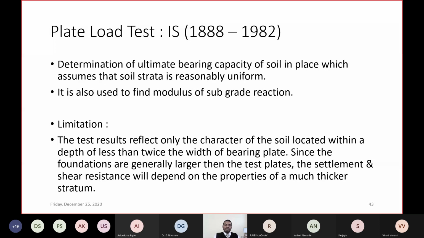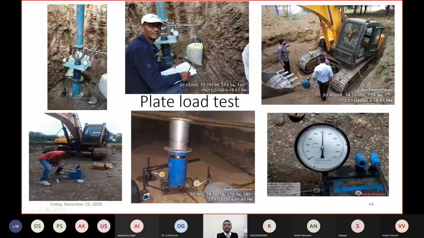However, the plate load test has certain limitations, such as the test result reflects only the character of the soil located within a depth of less than twice the width of the bearing plate. Since foundations are generally larger than this test plate, the settlement and shear resistance will depend upon the properties of a much thicker stratum. So these are the limitations of the plate load test. Another practical limitation is that this test can be taken up to 3 meters only, and if you go further, then there are accidental chances, which were seen at the Dhule site for the tribal PWD. So if you go to more depth than 3 meters, there will be chances of accident because of the adjustables that you are using.